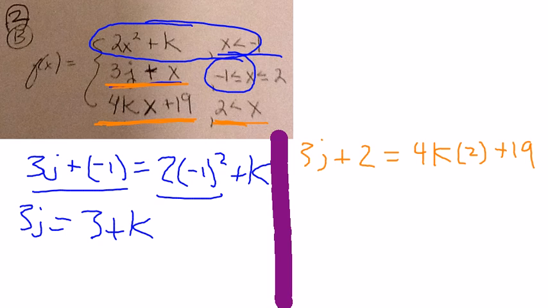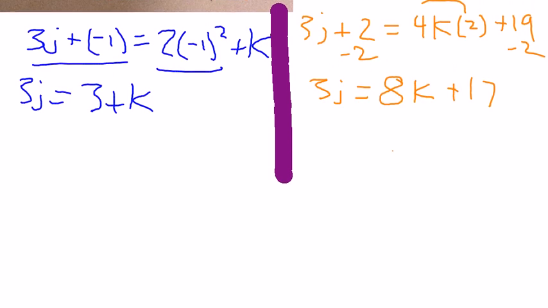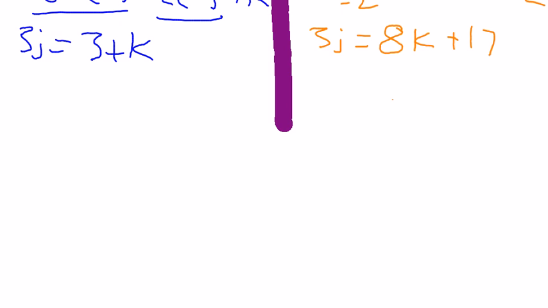Now if I go look at my orange equations, same thing. I want to solve for 3j, so I get 3j by itself by subtracting 2. And 2 times 4 there is going to give me 8k plus 19 minus 2 is 17. So now basically what I've done is I have two equations here, both equal to 3j, so I can use substitution and set them equal to each other. So I get 3 plus k equals 8k plus 17.